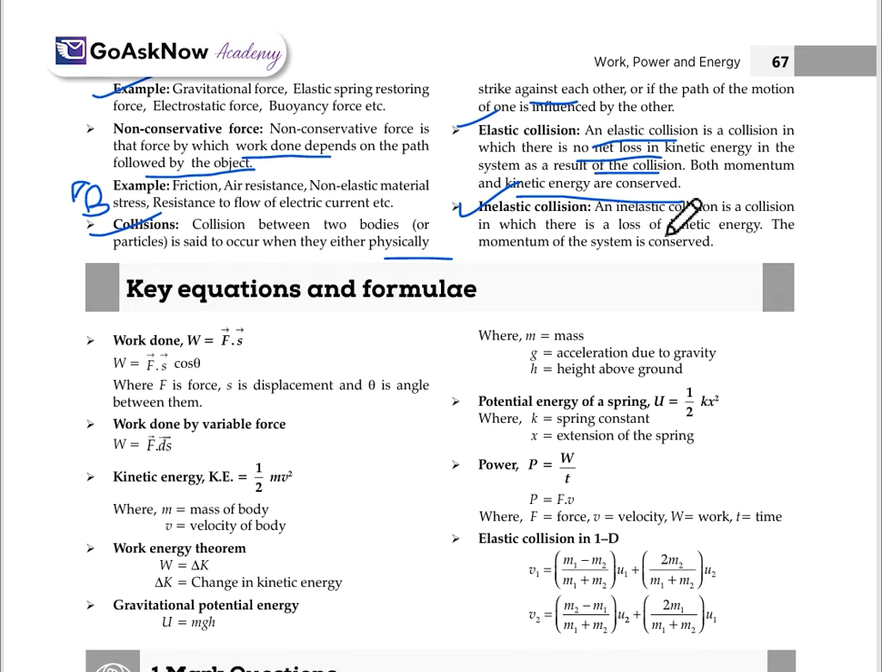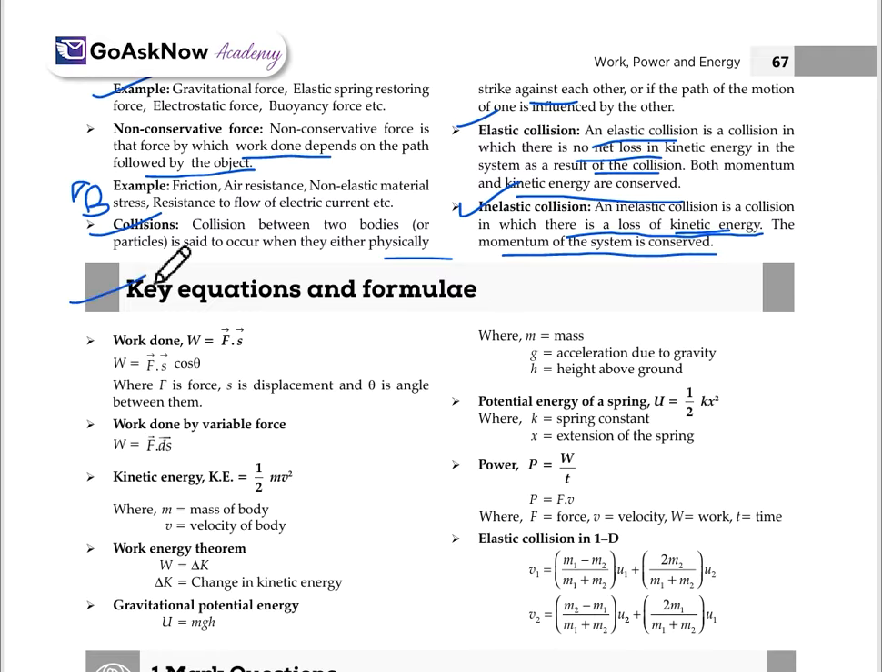An inelastic collision is a collision in which there is a loss of kinetic energy. The momentum of the system is conserved. It's fine that momentum is conserved, but there is a loss of kinetic energy. While in the elastic collision we have read that there is no net loss of kinetic energy, so that will be elastic. When there is loss of kinetic energy, this will be inelastic.